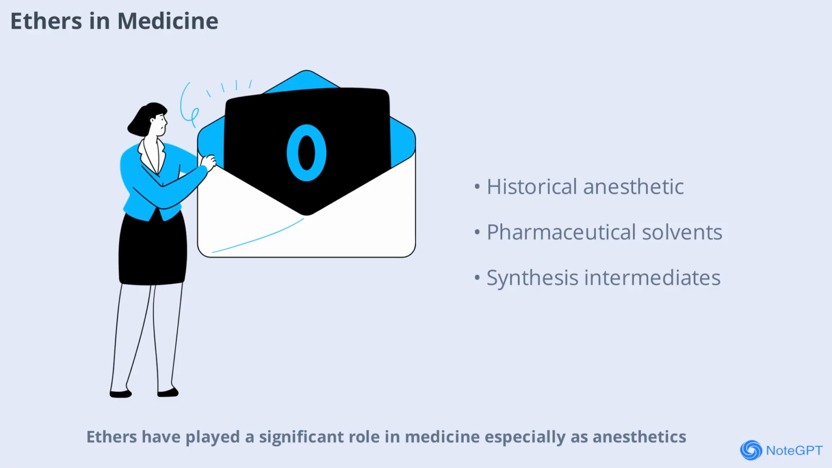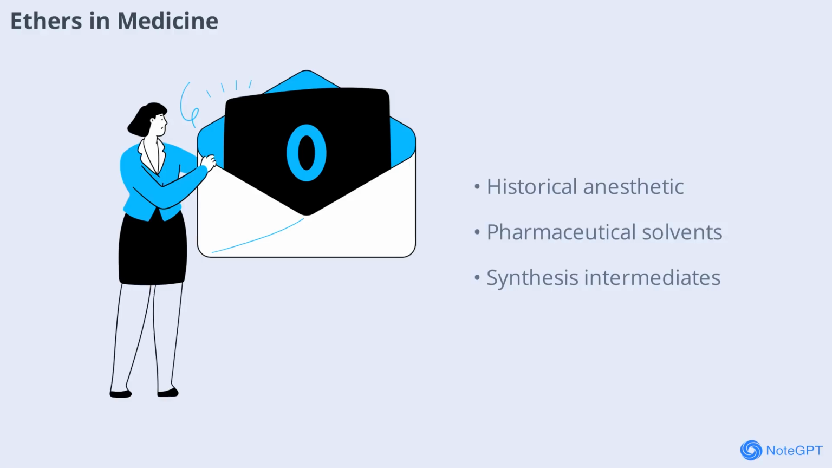Ethers have played a significant role in medicine, especially as anesthetics. Diethyl ether was one of the first anesthetics used in surgery, revolutionizing medical procedures. Although safer alternatives are now available, ethers continue to be important as solvents and intermediates in pharmaceutical synthesis.